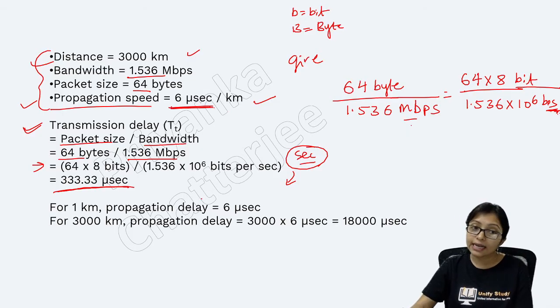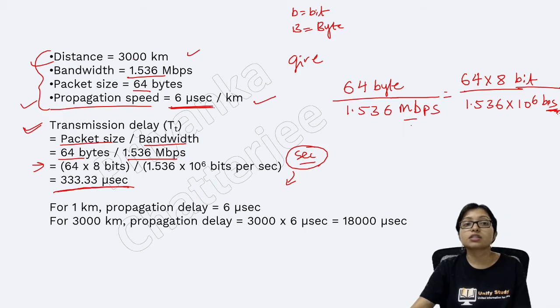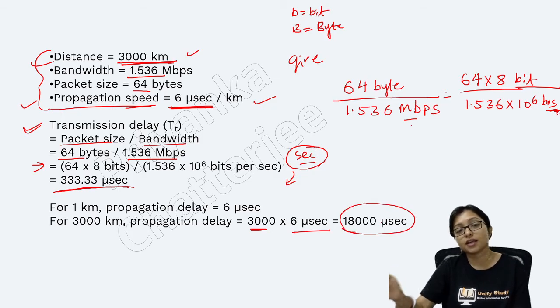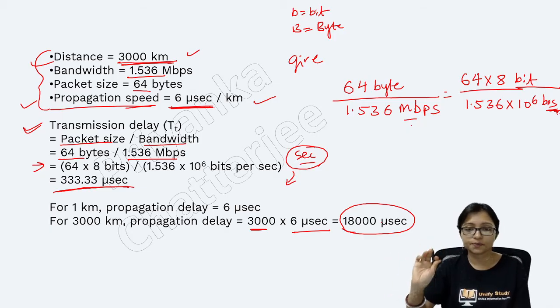So what will be the delay? How much delay? Because it depends on distance. Delay means how much distance you are covering. That distance is multiplied with speed, and that is the delay. So your delay will be 18,000 microseconds. That is the propagation delay. Okay, be careful.